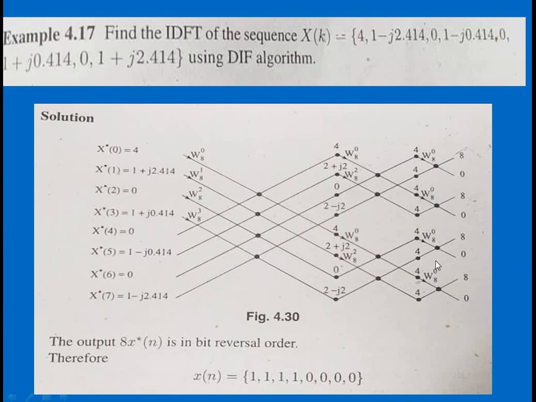Okay, so after solving all this, it is in the form of N x conjugate, right? X of n conjugate. So this is in the bit reversed order. After that we have to find x of n and arrange it properly.